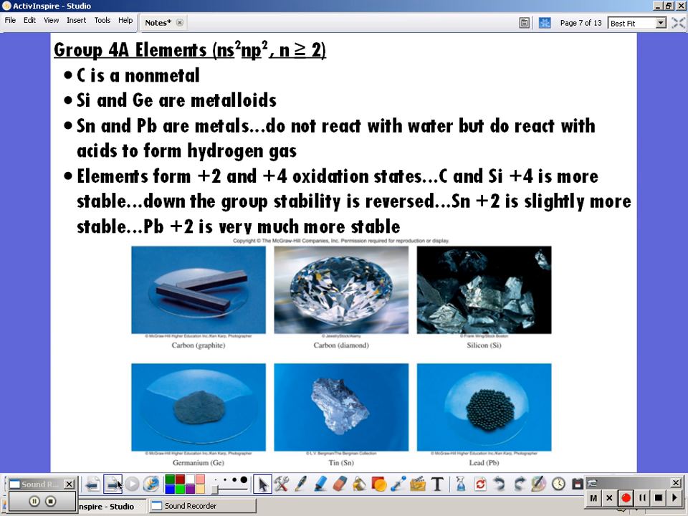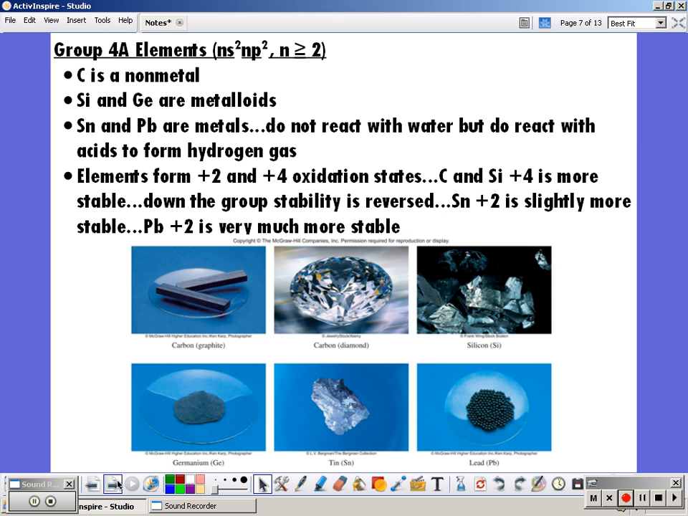non-metal, and it can be in graphite or diamond form. You have silicon and germanium, which are metalloids. You have tin and lead, which are metals and don't react with water, but they do react with acids to form hydrogen gas. These elements form +2 and +4 oxidation states. Notice I said oxidation states and not charges this time. Carbon and silicon will form that +4 oxidation state, which is more stable for them. But as we go down the group, we start to notice that +2 is more stable. So tin typically is a +2, and lead is almost always a +2 because it's a much more stable form of lead.